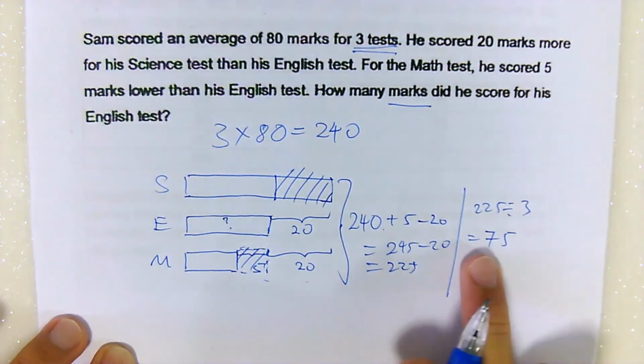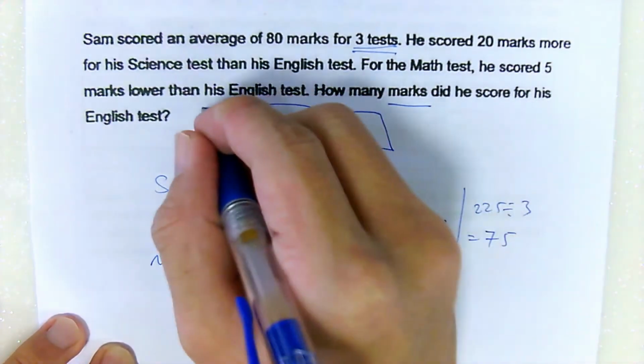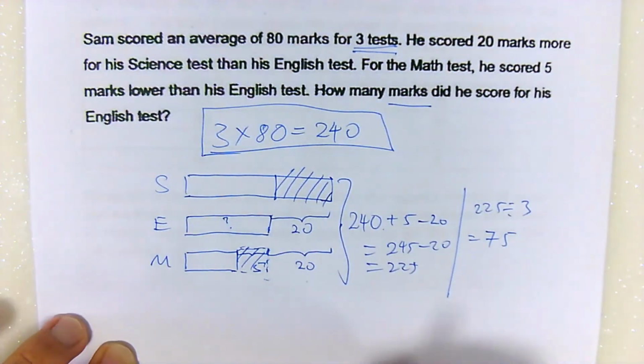Easy, right? So remember for average, go and find the total first, find the micro detail, then depending on the question, go and draw the model for this one. Alright, done.